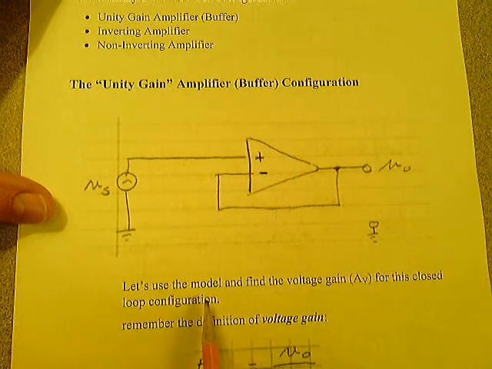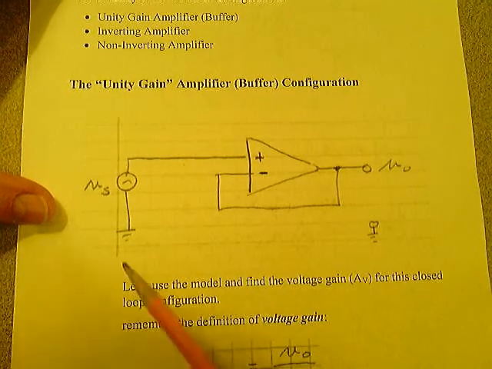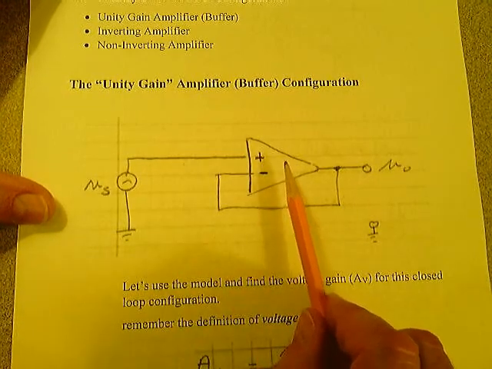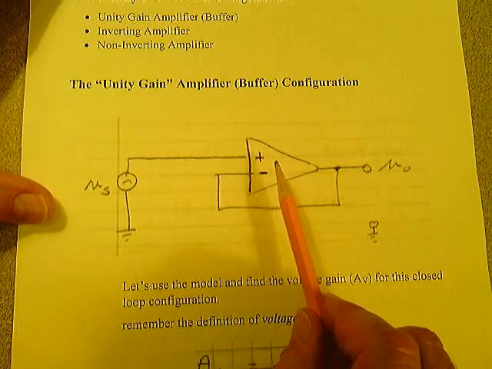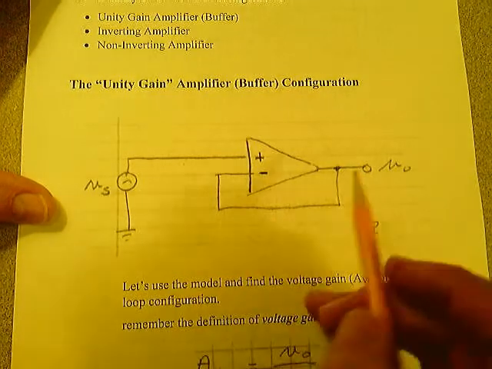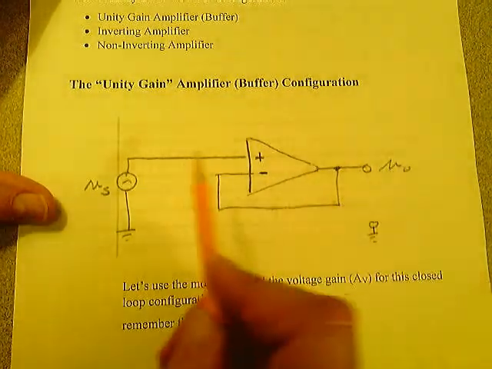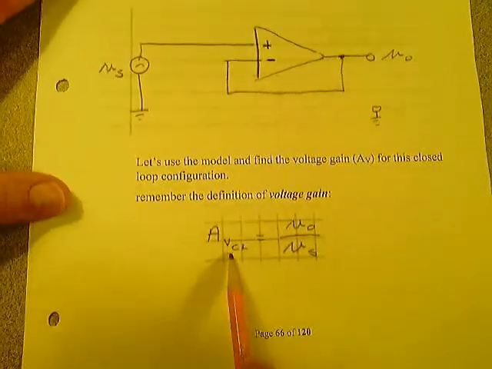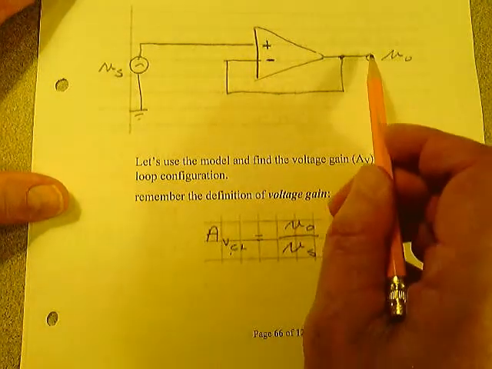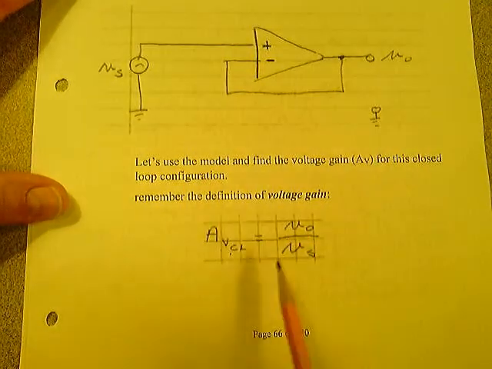Let's use the model and find the voltage gain for this closed loop configuration. The operational amplifier still has in its specification an open loop gain, which is infinity. But when you put this feedback path in, the ratio you get of V out over Vs is a closed loop voltage gain. The voltage gain here is going to be a closed loop voltage gain because it's a closed loop system. And it's defined as V out over Vs.